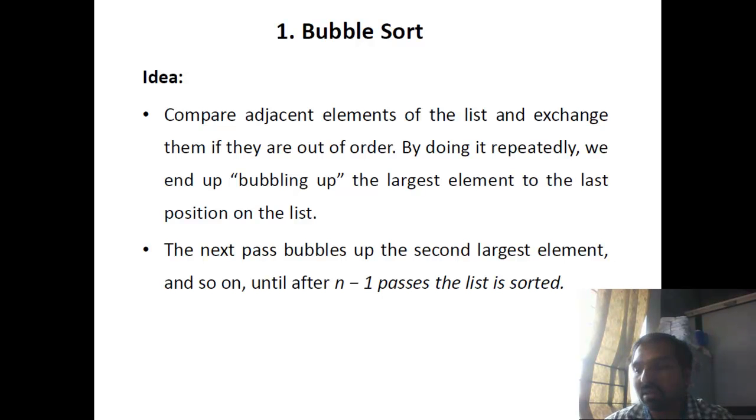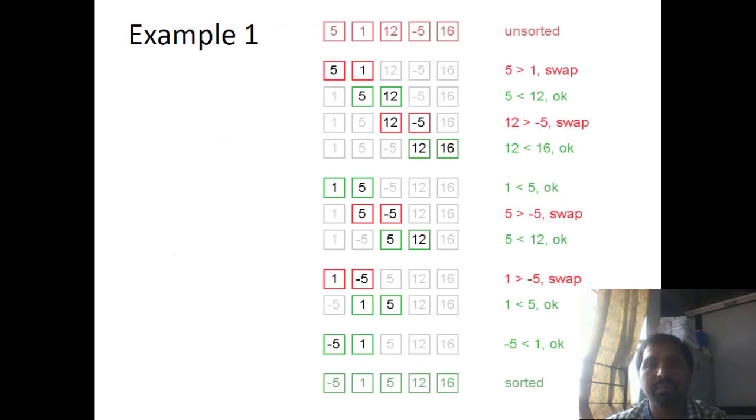So this process we complete for the entire list. If we have n elements, we make n-1 comparisons. The next pass bubbles up the second largest element, and so on, until after n-1 passes the list is sorted. Once again, compare each pair of adjacent elements of the list and exchange them if they are not in order. By doing it repeatedly, we end up bubbling up the largest element to the last position on the list. After the first pass, one highest element is sorted in the last position. In the same way, we repeat n-1 passes to sort all elements.